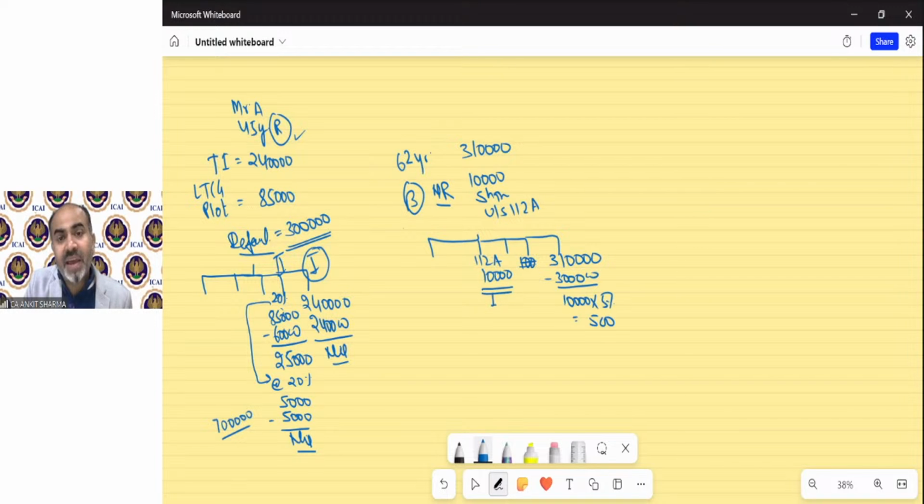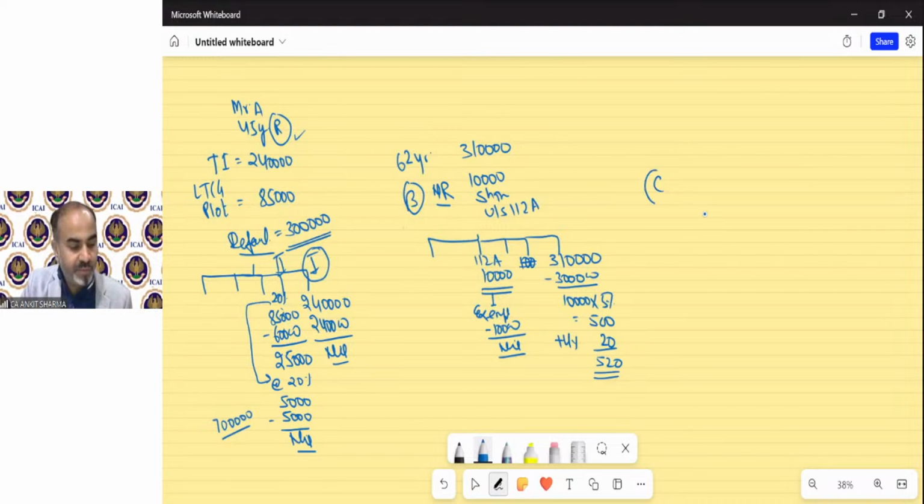On this 10,000, there is an exemption of 1 lakh rupees under section 112A, up to 1 lakh rupees capital gain is exempted. So this 10,000 is exempted, there will be no income under 112A. This 500 rupees will be your tax and 4% cess you will charge. So that will be 520, your tax liability in case number B.